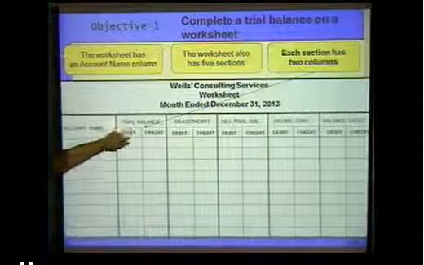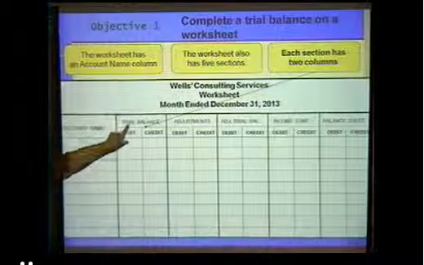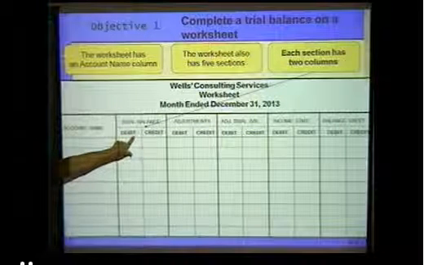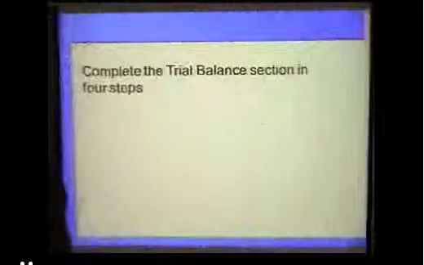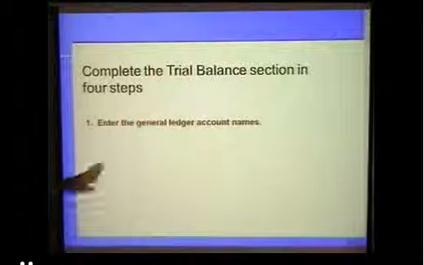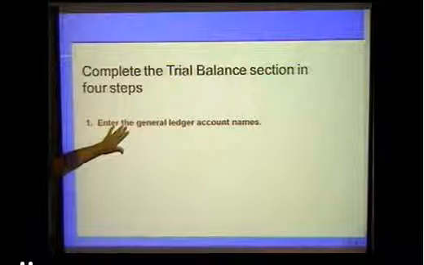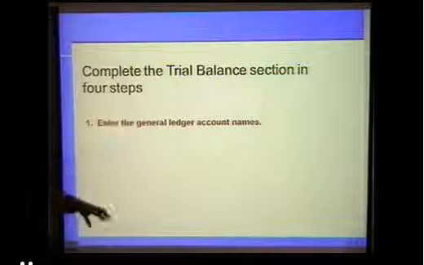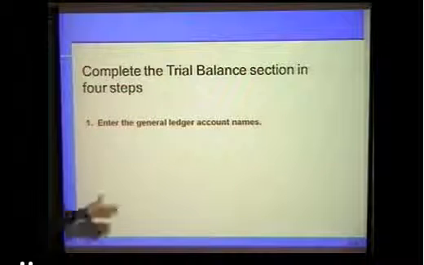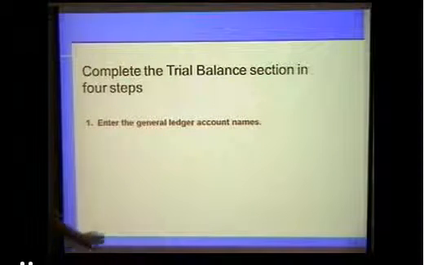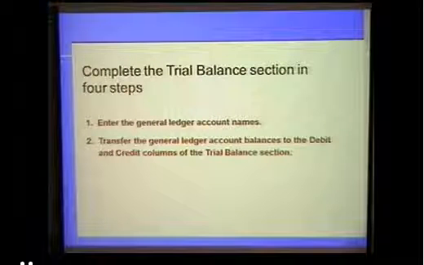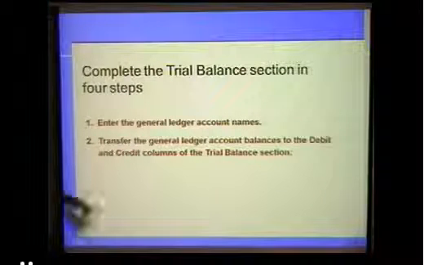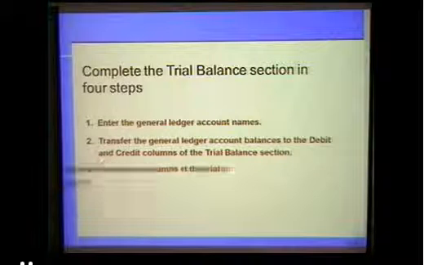Each section of this worksheet has a debit and a credit part. So the trial balance has a debit and a credit. Then we have a section called adjustments. We're just going to go ahead and look at the trial balance section. So the first thing we do is enter our account names from our chart of accounts or from your ledger. You've got a ledger account for it, so it's got to be on there. So we've got to go look at the balances of each one of those accounts and enter the balance in either the debit or the credit column.